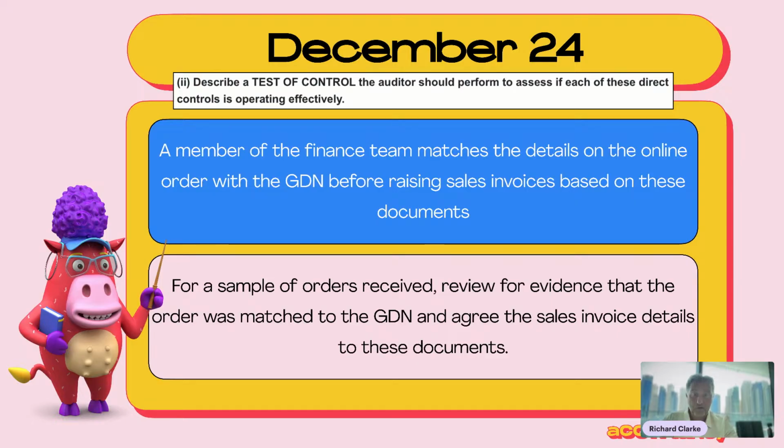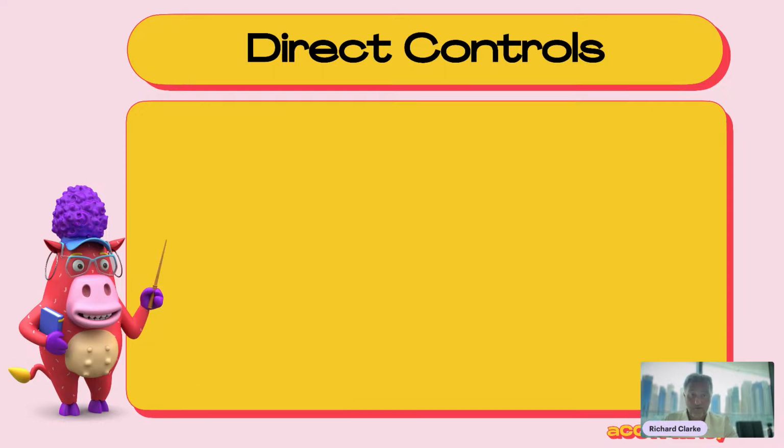Okay, so a test of control for this. Take a sample of online orders, because that's what it started with. Review for evidence that the order was matched to the goods delivered notes. So there might be a little tick or a little authorization scribble or something. And then check the sales invoice details to these documents. So we're just inspecting and reviewing the different things. And there's different ways that you could write it out, obviously.